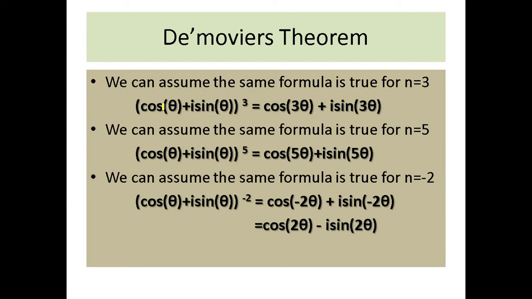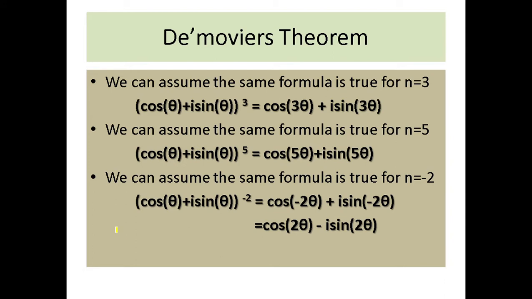Power 3 of this element will multiply with the angle. So (cos theta plus i sin theta) raised to 3 equals cos 3 theta plus i sin 3 theta. Then (cos theta plus i sin theta) raised to 5 equals cos 5 theta plus i sin 5 theta. If I take n equal to minus 2, (cos theta plus i sin theta) raised to minus 2, then I will multiply it with theta: cos minus 2 theta plus i sin minus 2 theta. You must know that cos is an even function, so cos minus theta equals cos theta, and cos minus 2 theta equals cos 2 theta.